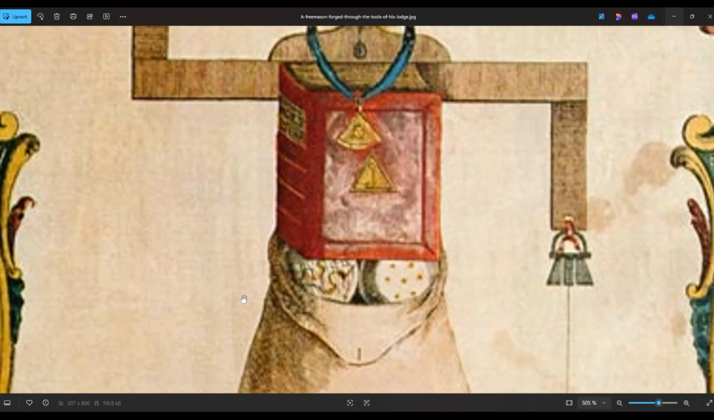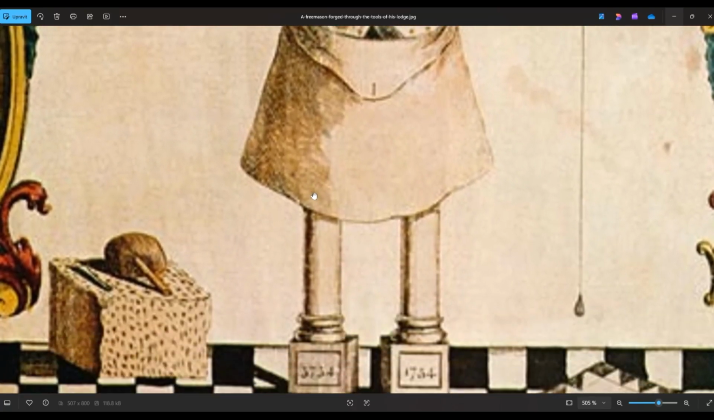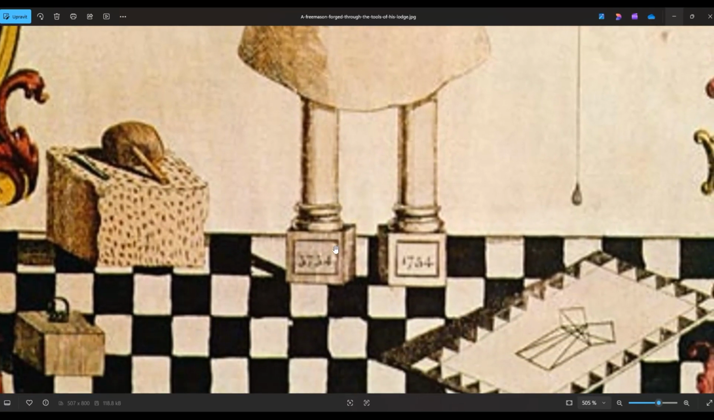Let's look at the blocks that support the columns. There are numbers here. On the left, it is 3, 7, 3, and 4. When we add these numbers together, we get 17. That is 1 plus 7. That is 8, and it is also the symbol for infinity. Eternal life, which we will talk about in this series. On the right, we see the numbers 1, 7, 5, and 4. Together, they again add up to 17.